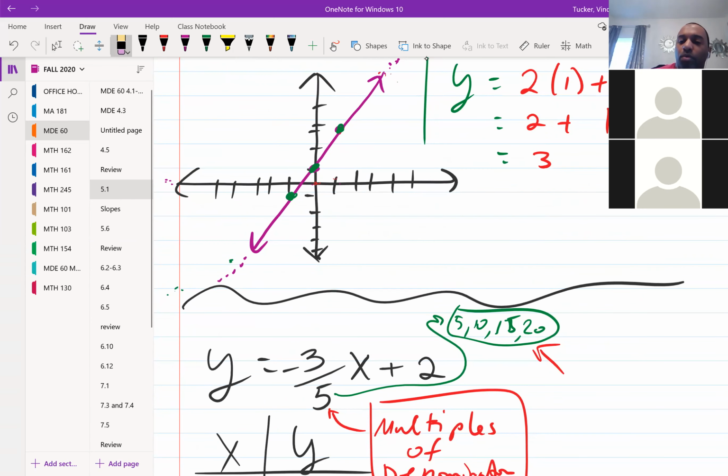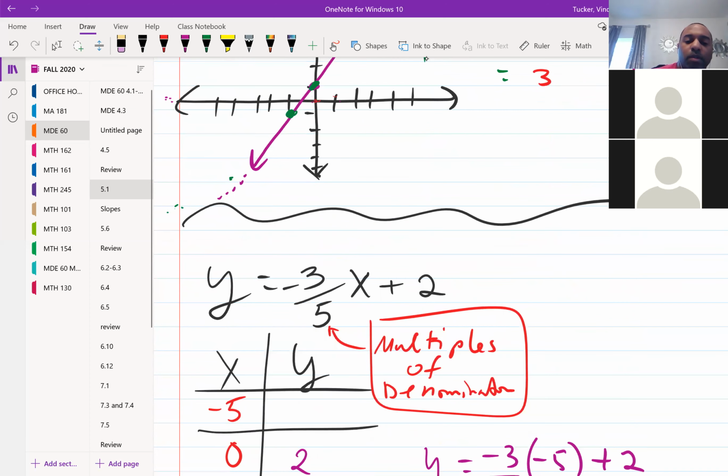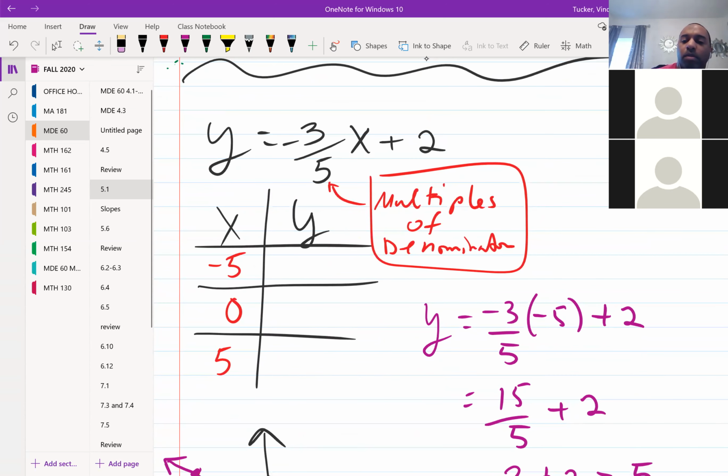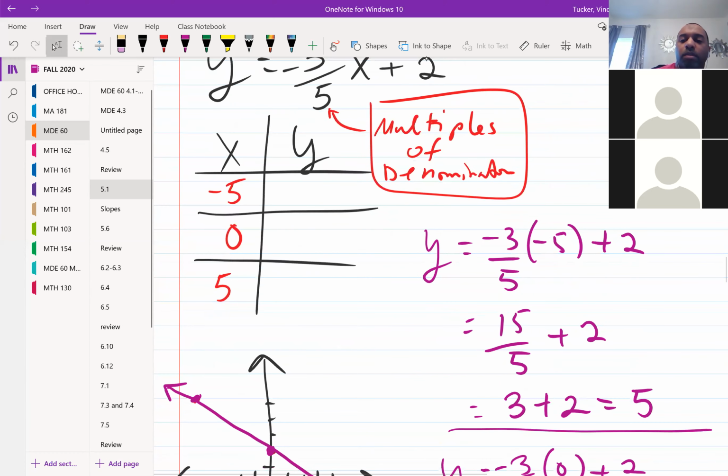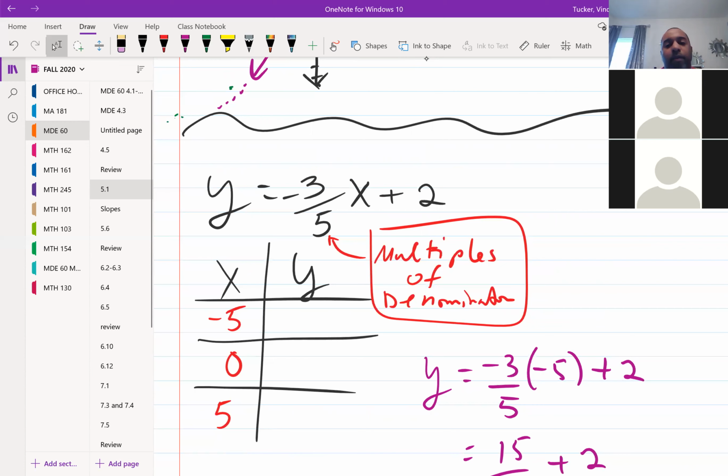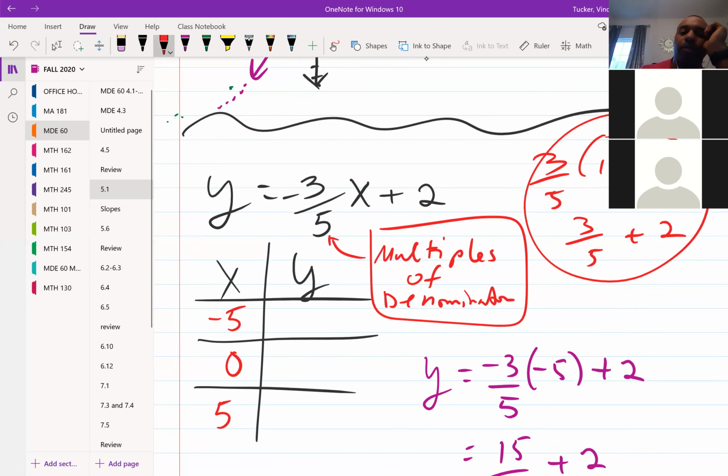All right, so let me erase this. Let's look at this first. So here we have -3/5x plus 2. And here we want to be strategic in the values that we choose. Because if I just chose -1 or +1, that'd be 3/5 times 1 plus 2. 3/5 plus 2 would still give us a fraction. And we don't want to have to graph a fraction if we don't have to.